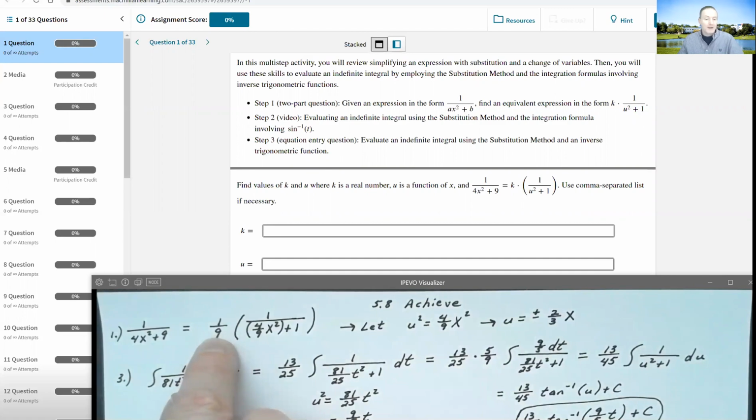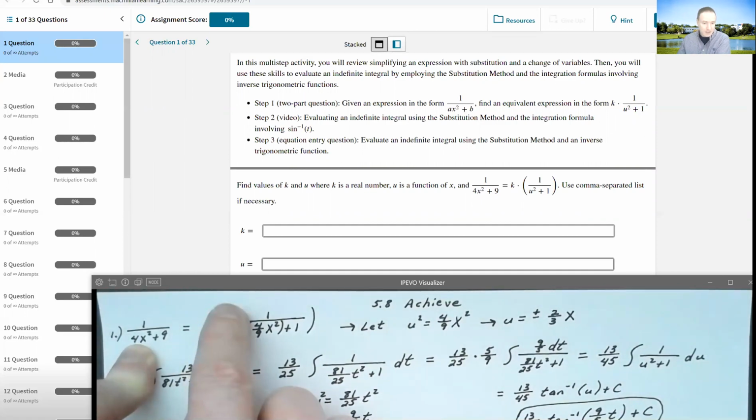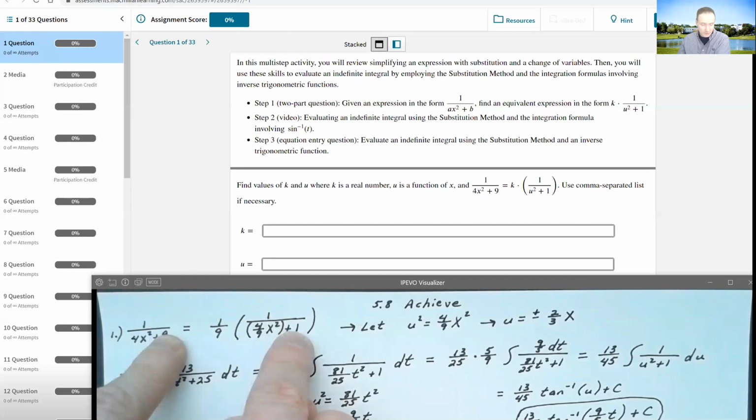Now, when I factor that term out, it not only factors out of the second term in the denominator, but it also factors out of the first term in the denominator. So I would have 1/9 times the fraction 1 over 4/9 x squared plus 1, and that's equivalent to the original.